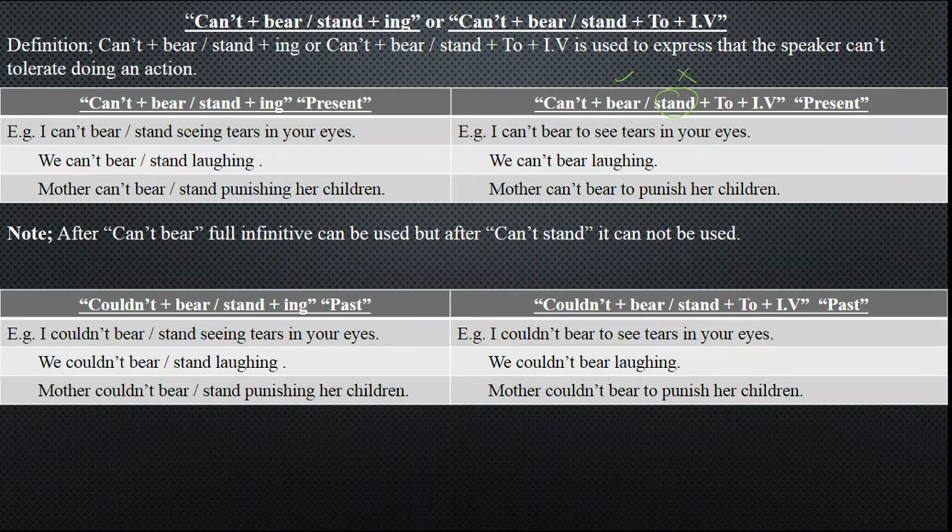Now, for example, we are going to discuss can't plus bear plus standing plus ing form for present, how you are going to use it. Or it can be gerund, means the ing form. It can be full infinitive, means to plus first form of the verb, how you are going to use it and where we use this one. Can't plus bear or stand plus ing form, can't plus stand or bear plus to plus first form of the verb is used to express that the speaker can't tolerate doing an action. He cannot tolerate doing that action.